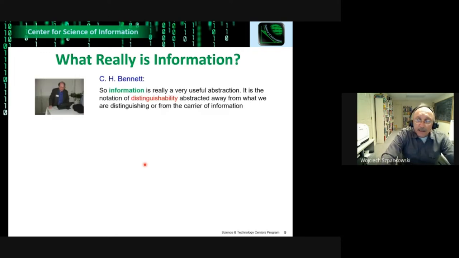Charles Bennett, before we even come up with the definition, actually, in 2006, I think, he wrote the following. Information is really a very useful abstraction. It is the notion of distinguishability abstracted away from what we are distinguishing and the carrying of information. So distinguishability is the key. And of course, the question is, if you want to apply it to, let's say, brain research, biology, network, you have to understand, you have to define this more properly.